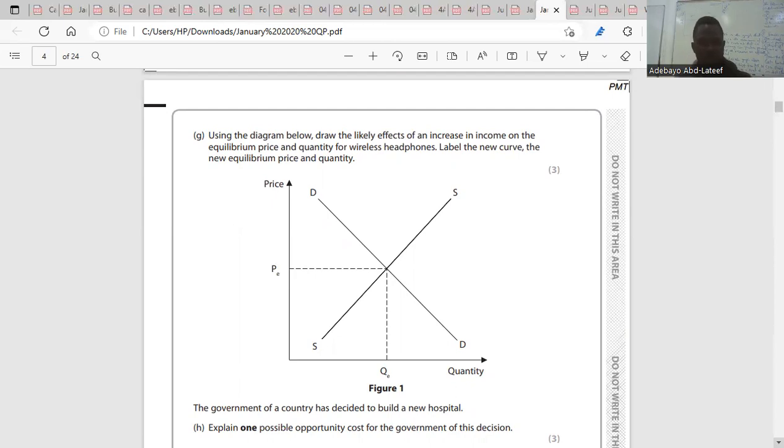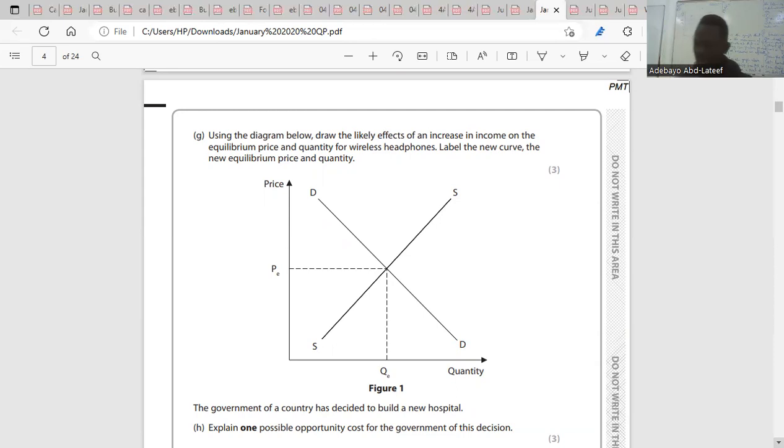Here they say, using the diagram below, draw the likely effects of an increase in income on the equilibrium price and quantity of wireless headphones. Label the new curve, the new equilibrium price and quantity. Before we go into this, they said there's an increase in the level of income. An increase in the level of income will increase the quantity demanded of products. If the amount of money you make increases, that means your disposable income will increase. And when your disposable income increases, you are buying more than what you used to buy. So an increase in your level of income will increase the quantity demanded of wireless headphones.